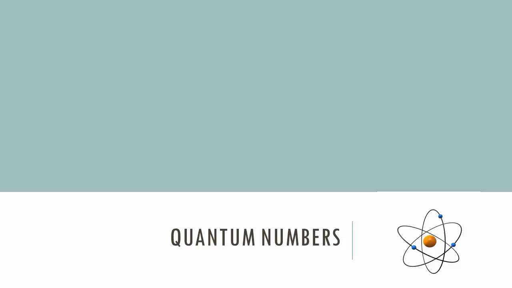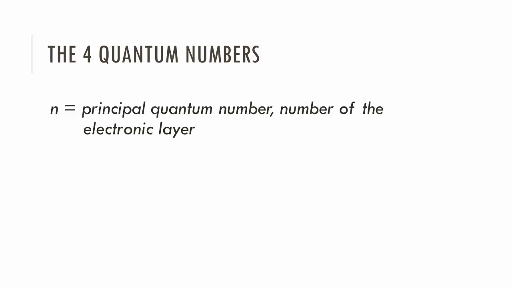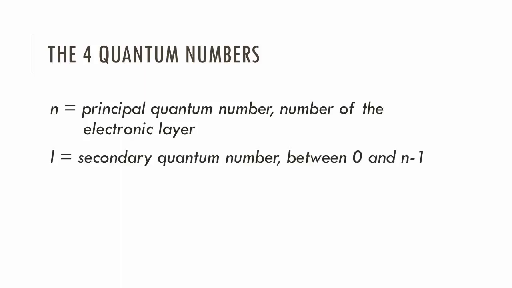Quantum numbers. Here's a quick reminder of the meaning of the four quantum numbers. N is the principal quantum number. It represents the number of the electronic layer and therefore the period number of the element in question. L is always found between 0 and n-1, and it defines the shape of the orbital.